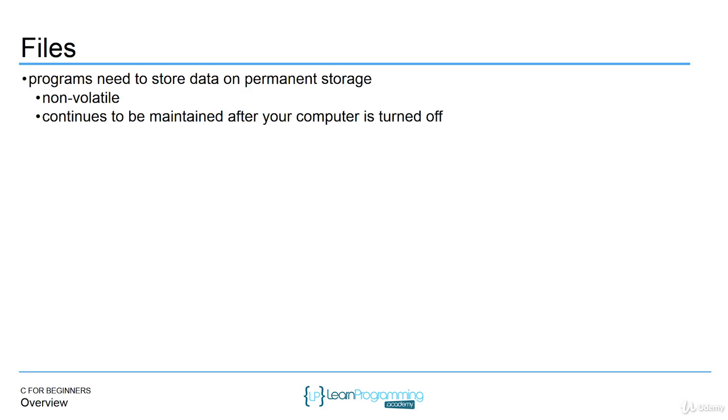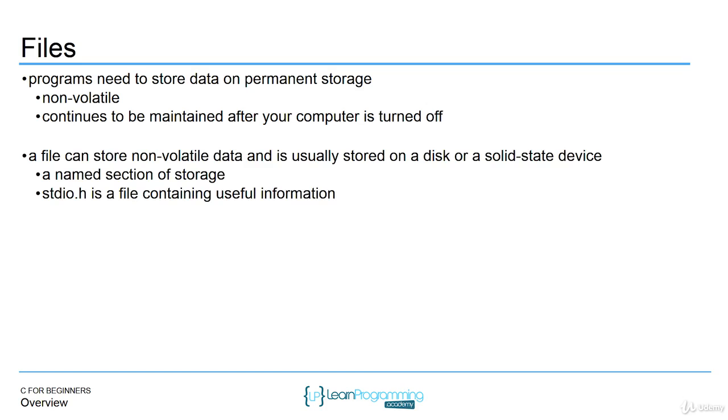When you store things in files on the hard drive, this is permanent storage. It's still there even when you reboot the machine or when your program is not running. That's referred to as non-volatile memory because it stays around. A file can store non-volatile data and is usually stored on the disk, or nowadays a solid-state drive, an SSD. It's a named section of storage. We're going to use this concept of writing and reading data from a file for permanent storage.